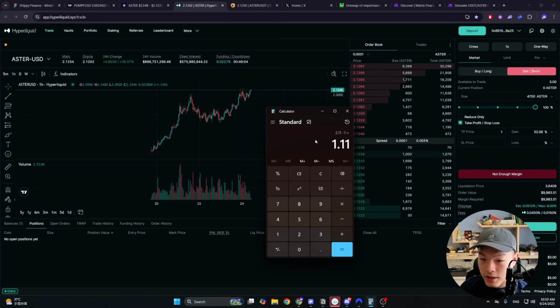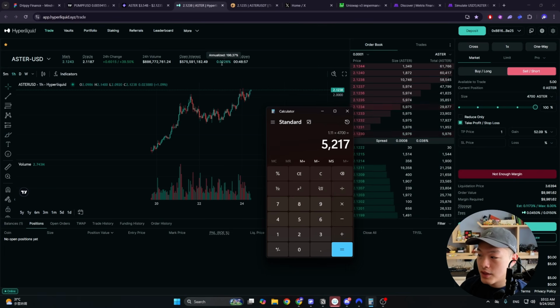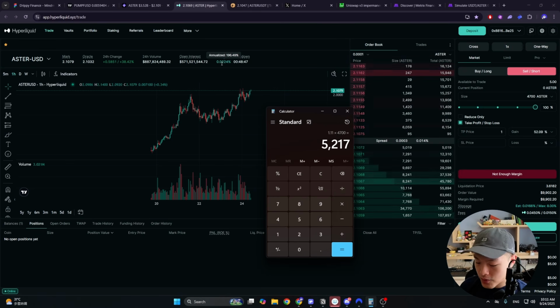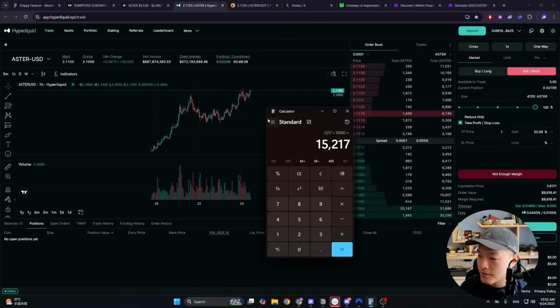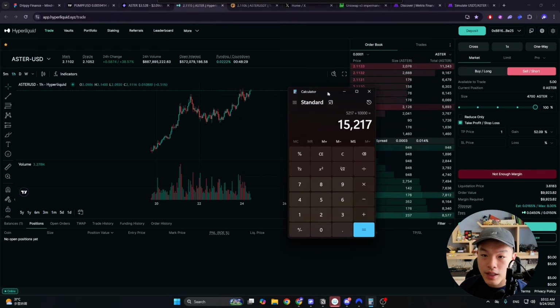So we're going to multiply this by 4,700. You can see we're going to be making 5,000 something dollars, and not even counting the funding rate and stuff like that when you're being paid to keep the short open, right? So 5,200 plus $10,000, which is the margin that we provide to be able to open the short, you're going to have 15,000 something dollars in your perps account, whatever platform you're using, like Hyperliquid, or if you're shorting directly on Aster, you could do that as well.